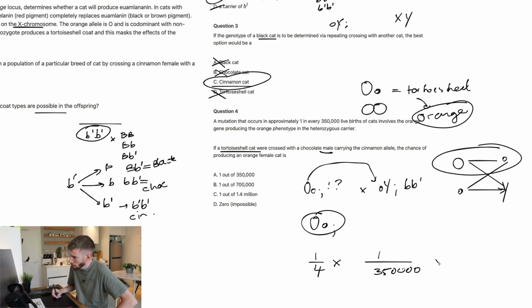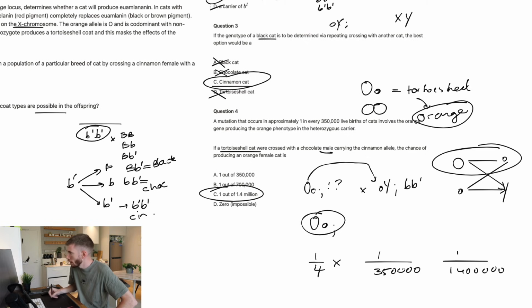So then from there, if we do that, that would then be 1 out of, and then we just have to do 4 times 350,000. So we double that to 700,000, double it again to 1.4 million. Just like that, we get 1 out of 1.4 million. So the answer then becomes C.